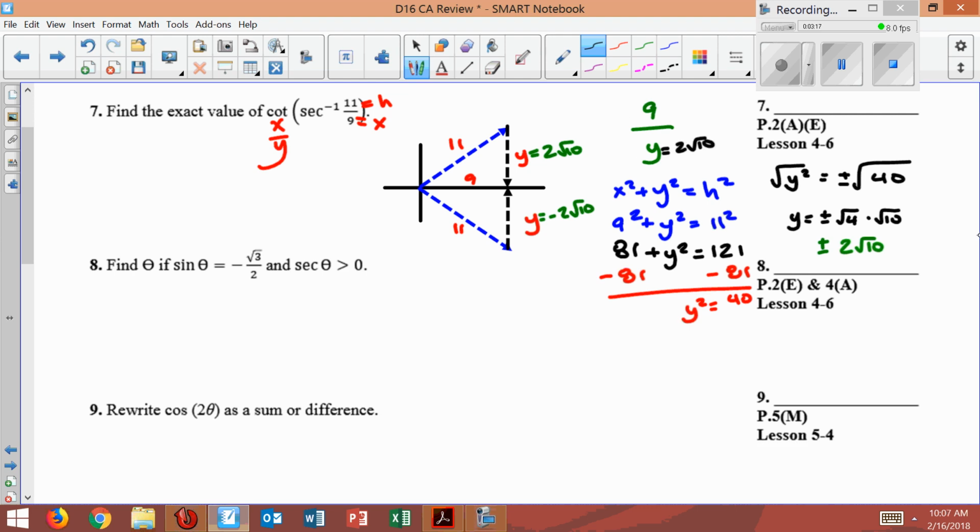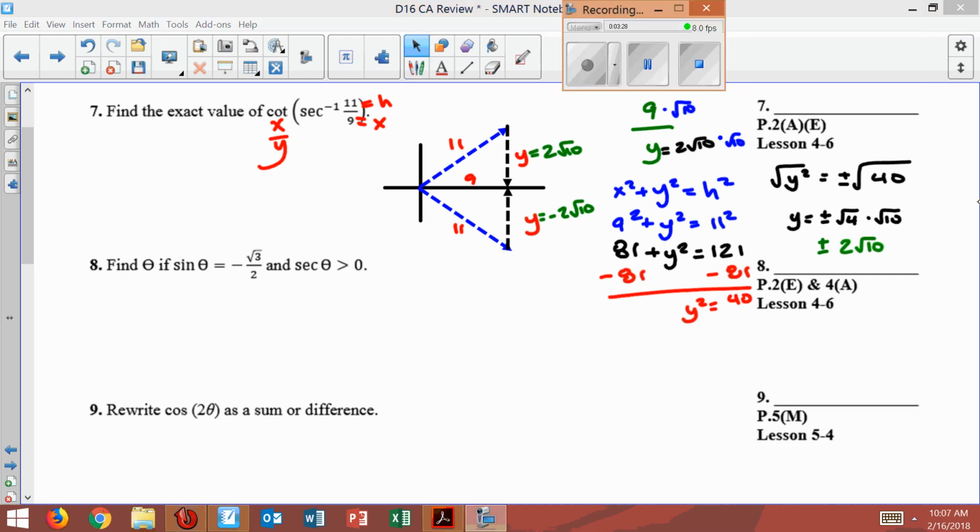I'm going to rationalize the denominator by multiplying by square root 10. And so this would be 9 square root 10 over, this becomes 2 times 10, which is 20, and that's our final answer there.